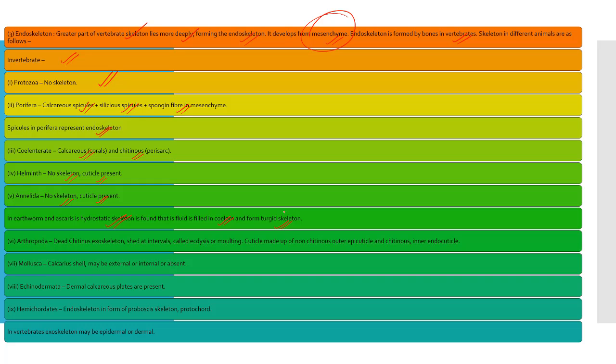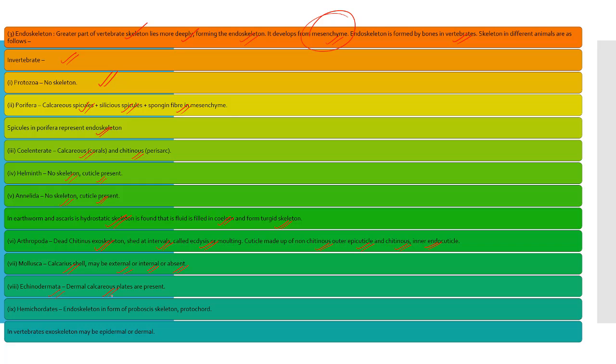Coelenterates, for example corals, have calcareous and chitinous perisarc that represent endoskeleton. Porifera spicules also represent endoskeleton. Arthropods have a dead chitinous exoskeleton, shed at intervals, called ecdysis or molting. Cuticle is made up of a non-chitinous outer epicuticle and a chitinous inner endocuticle. Mollusks have a calcareous shell, which may be external, internal or absent.